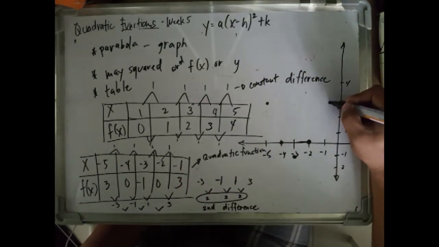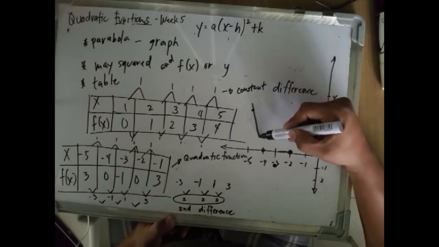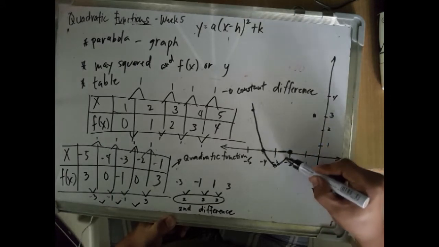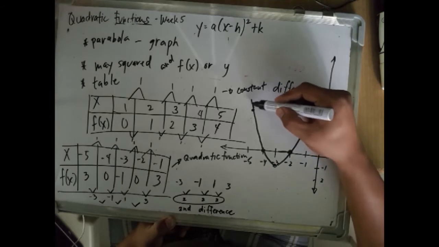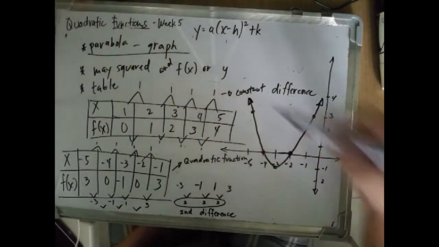So mapansin natin, if we trace the dots, medyo pasensya na, medyo pangit yung drawing ko. Okay. So masasabi natin na isa siyang quadratic function. So bakit tinawag na quadratic function? Kasi parabola yung graph. Okay?